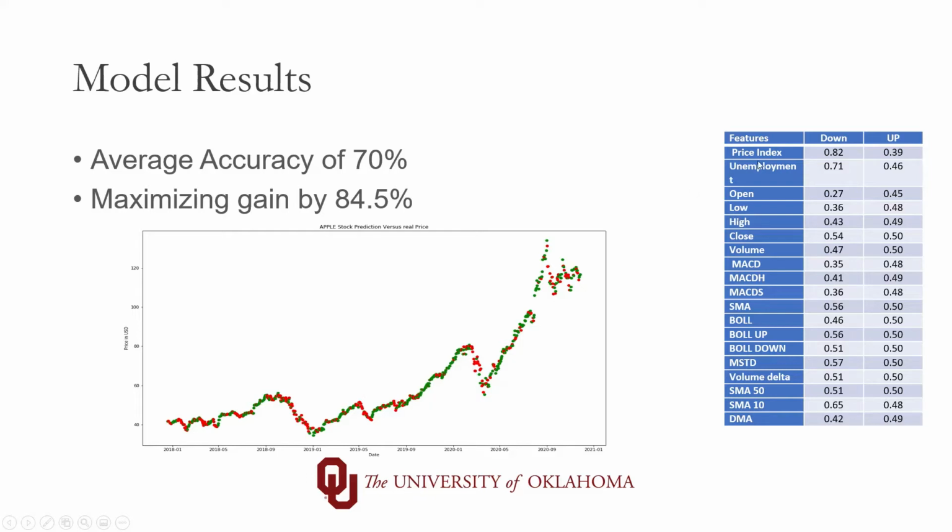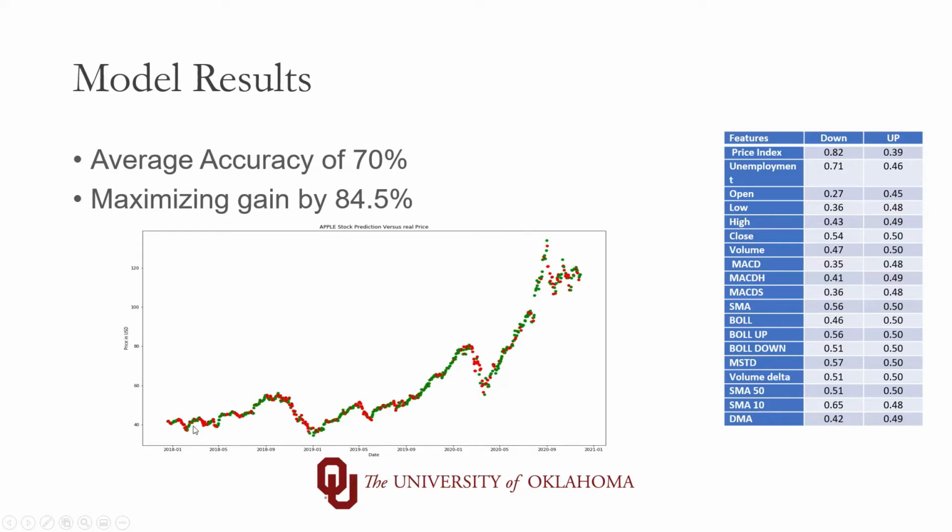So if the target price is going up and the price index is down, you will see we have 82%, and the opposite is going to be 39%, and that's how it will detect all the attributes, and then it will give an indication of the price action when it's going up or down.